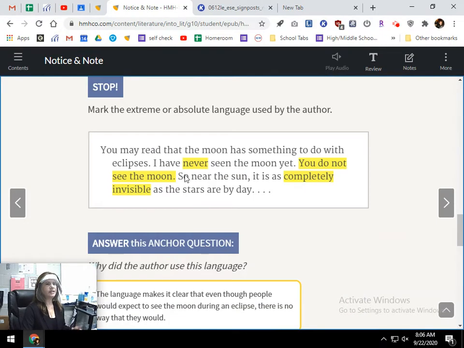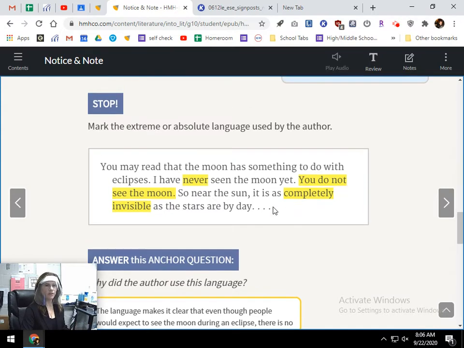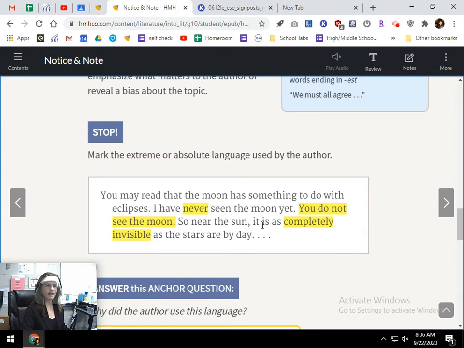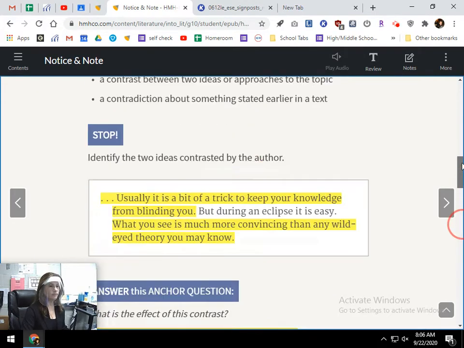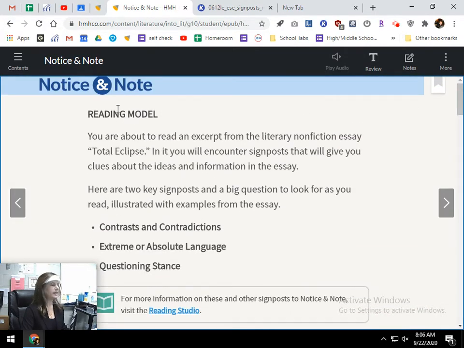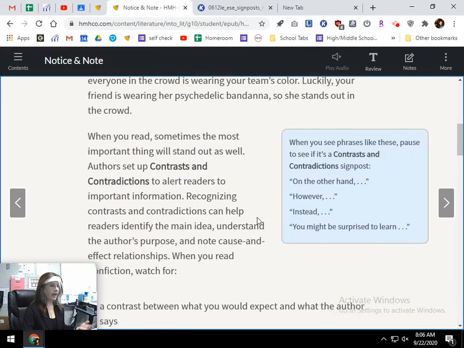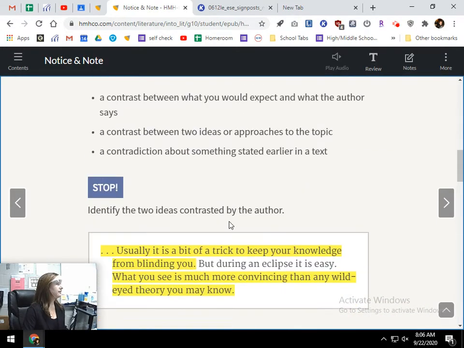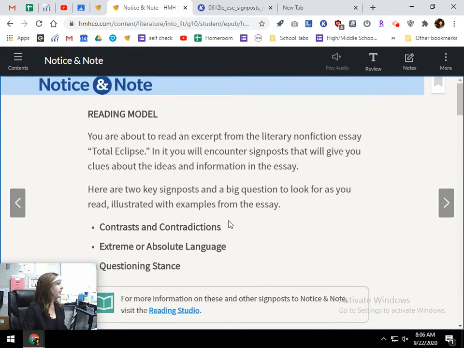Yes. So it says mark, so for instance, it says mark the extreme or absolute language used by the author. And I'm like, well, why does it tell them to do that? And then it's already done. So I'm really confused about that, except that it says it's a reading model. And so I think that what it means is it's showing you how to do an activity like this, how you would stop and mark up things using this strategy.